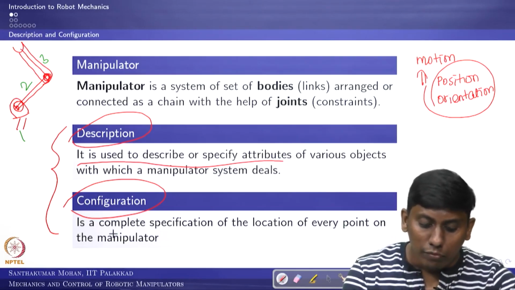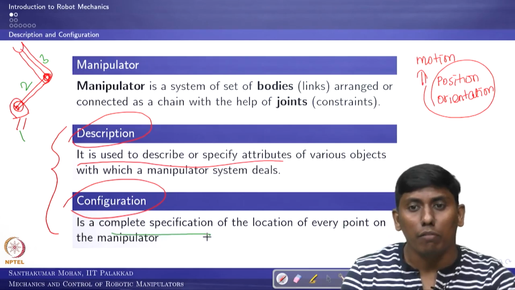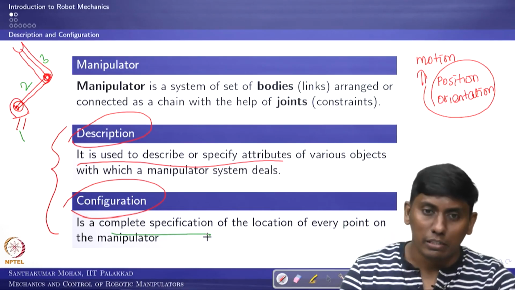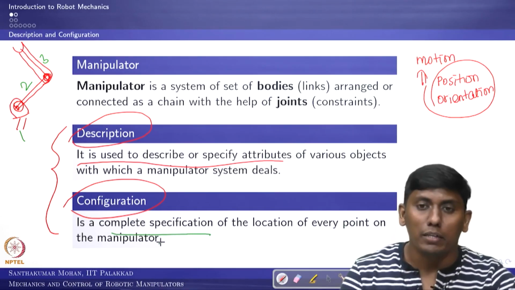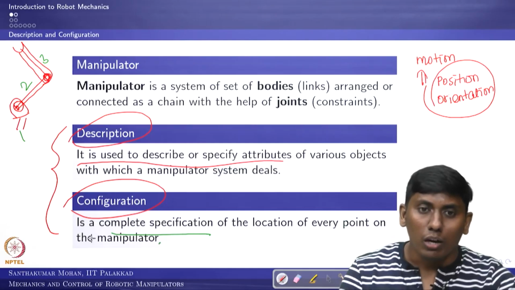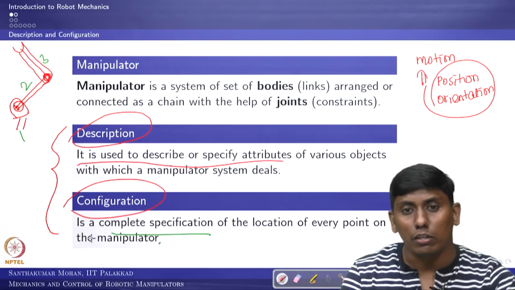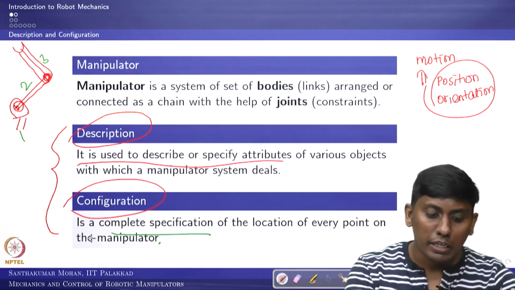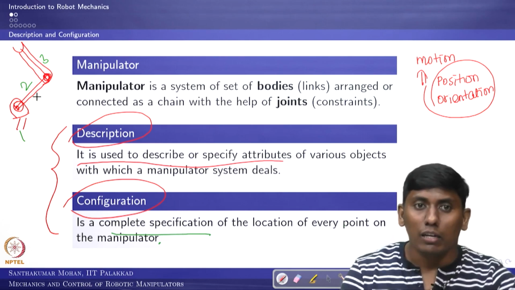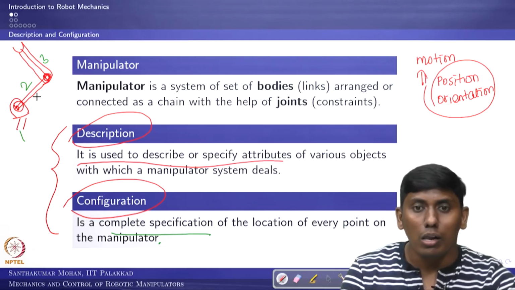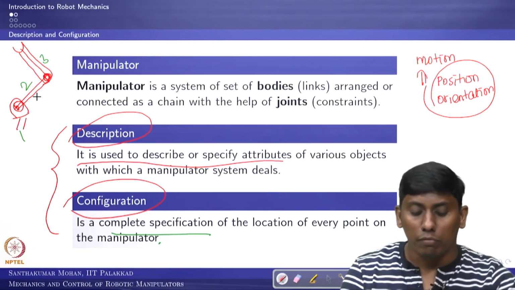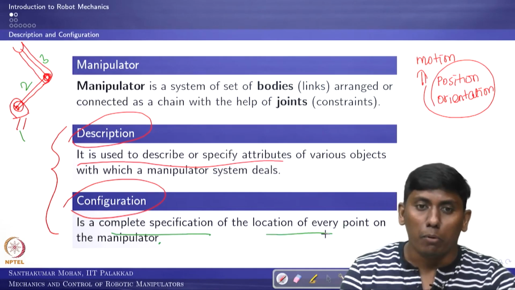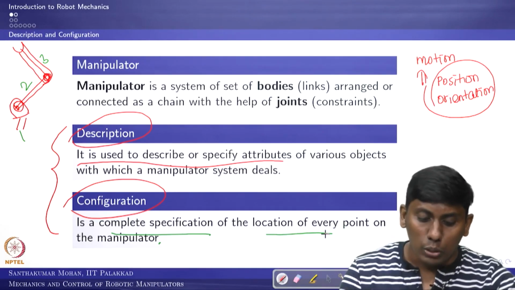What does that mean? It gives a complete specification of the location of every point of that system. Here it is a manipulator. So if you call it a configuration, that is the complete specification of the location of every point on the manipulator. For example, if I take two serial rotary links as the configuration, then this can give all possible locations of every point on the manipulator. That is what we call configuration.